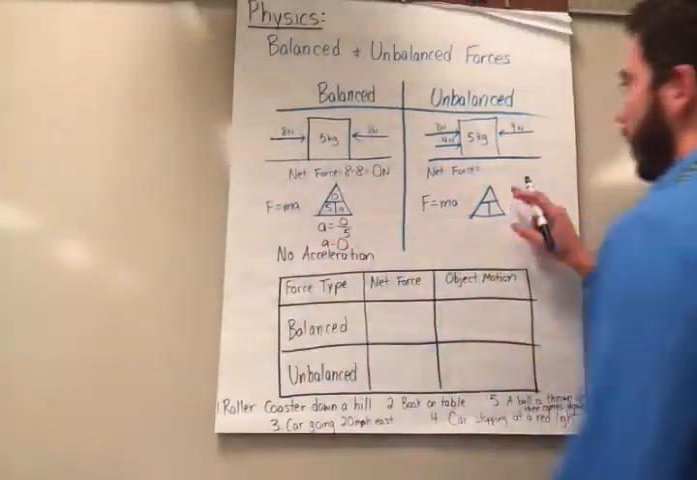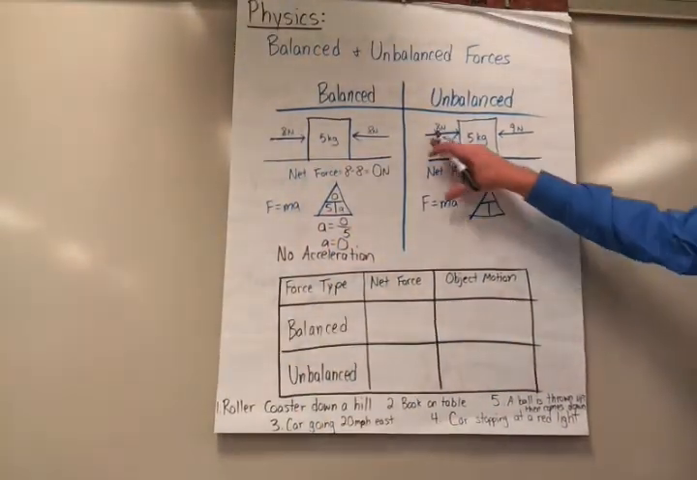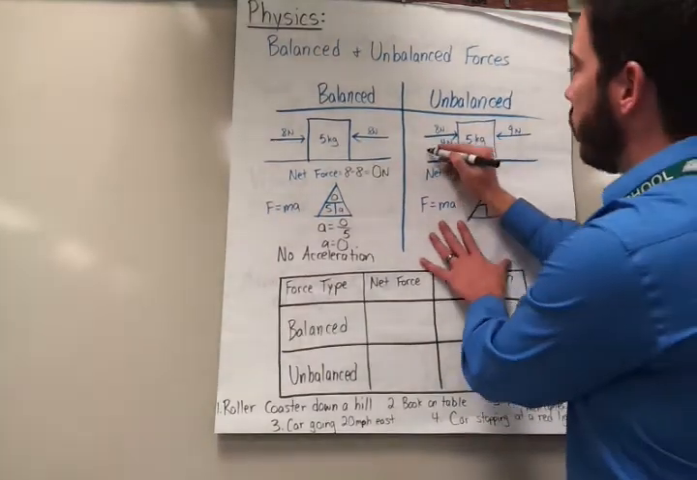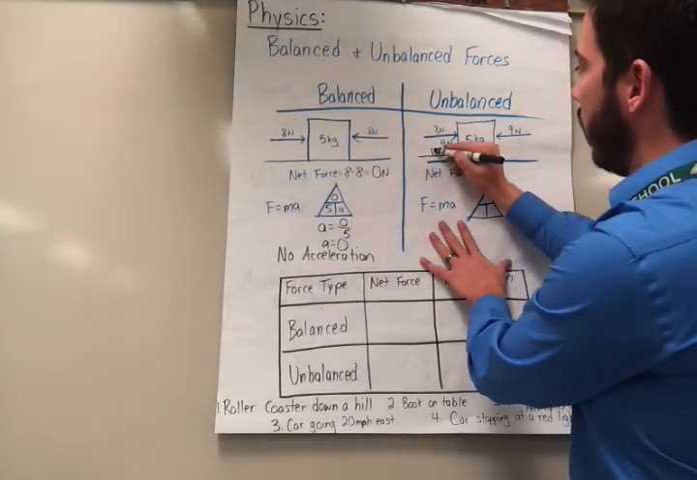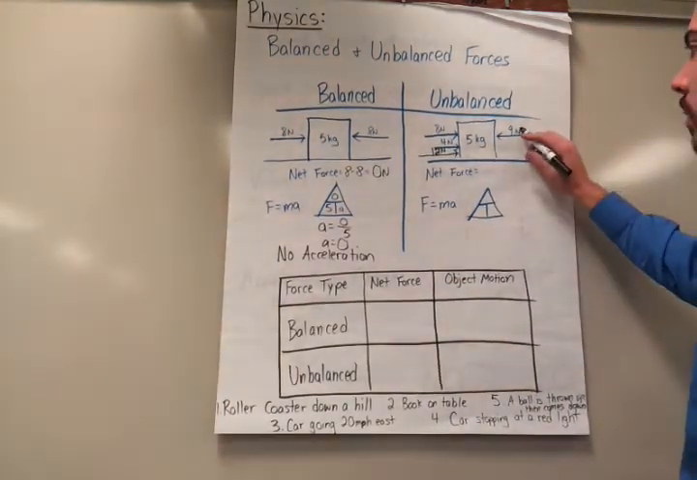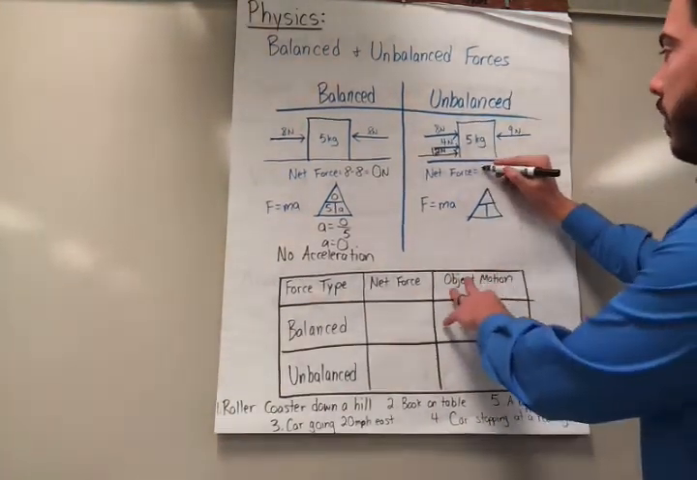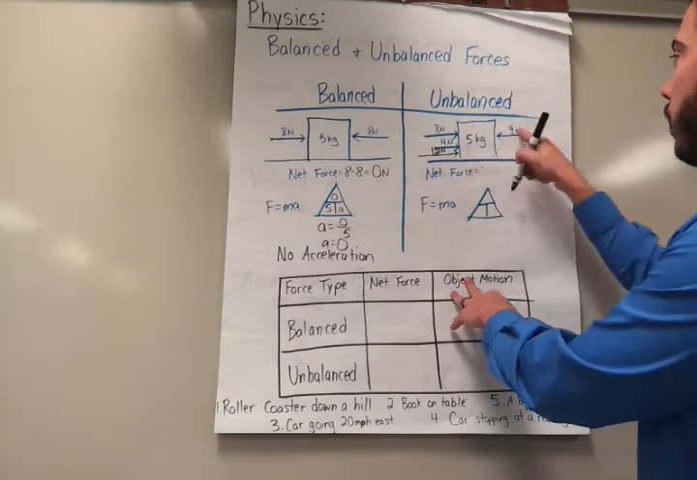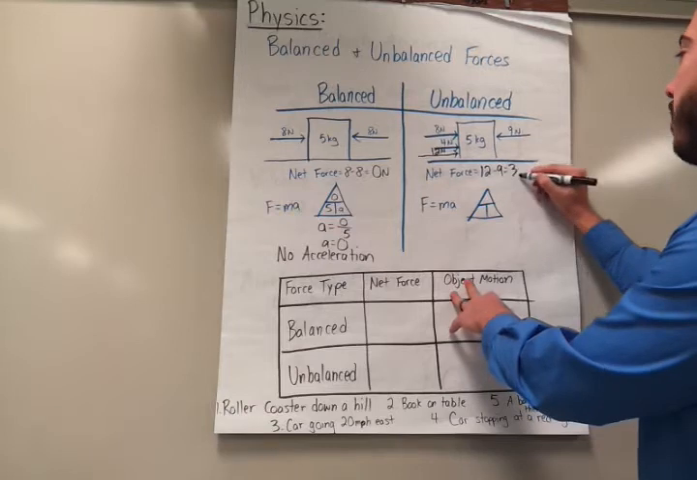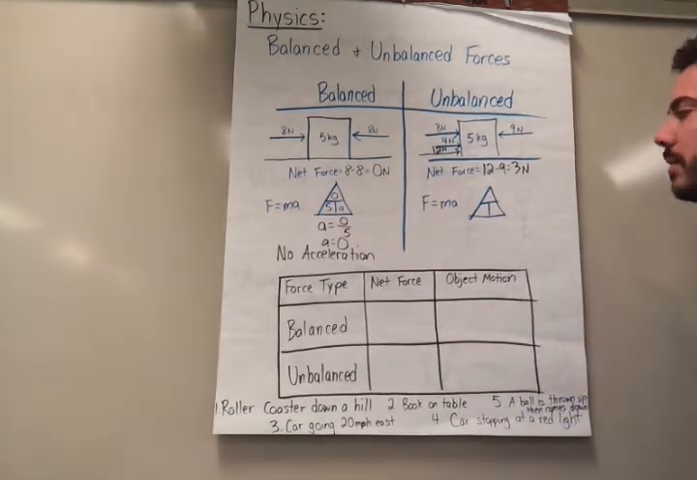On the other side, we've got an unbalanced force here. 8 newtons to the right, 4 newtons to the right. That's a total of 12 newtons to the right. We add those since they're in the same direction. We've got 9 newtons to the left. So then we take those, since they're in opposite directions, 12 and 9, and we'll subtract. 12 minus 9 equals a net force of 3 newtons on the box.